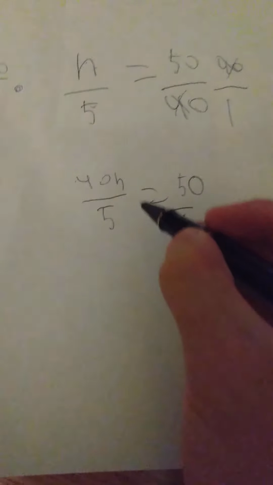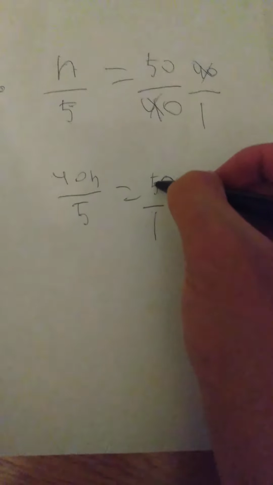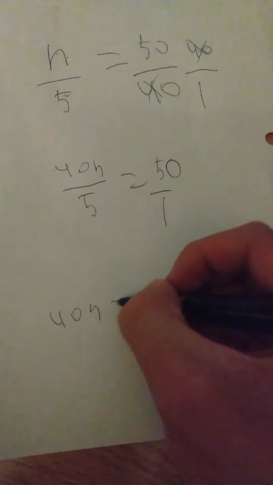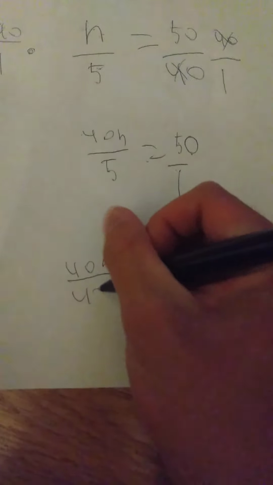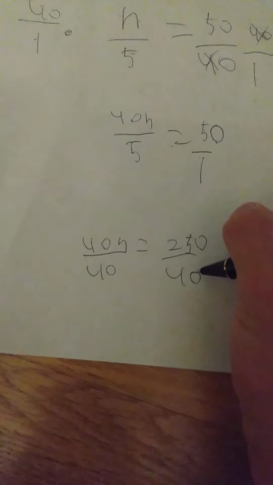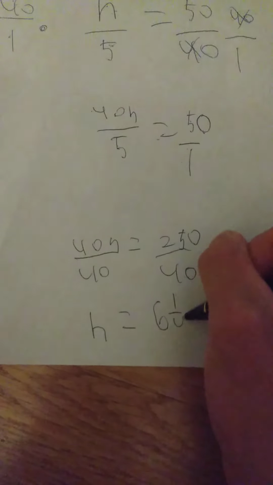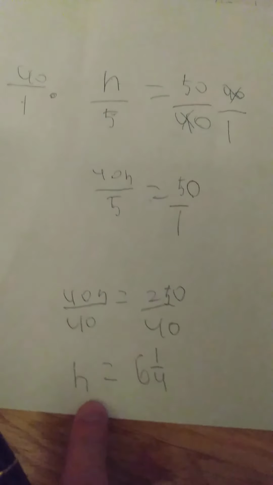After that, the final step is to cross multiply. So multiply that by that, and multiply that by that. So here's 40n, and that would equal 250, because we're doing 5 times 50. When you divide both sides by 40, you would get n equals 6 and 1/4. So that is one way you can do it. Any way would work, but this is one way. That was the fast way.